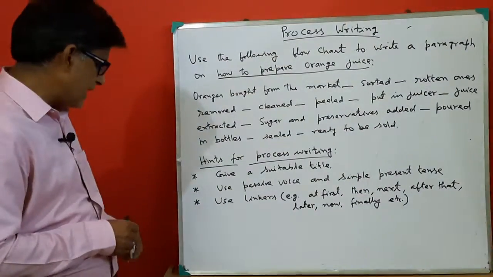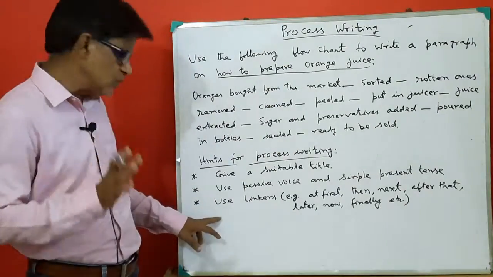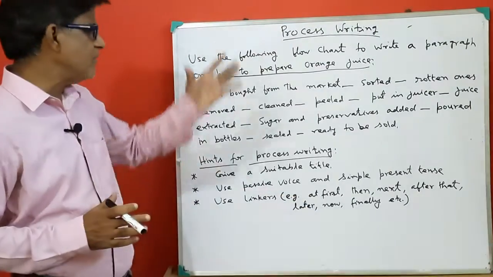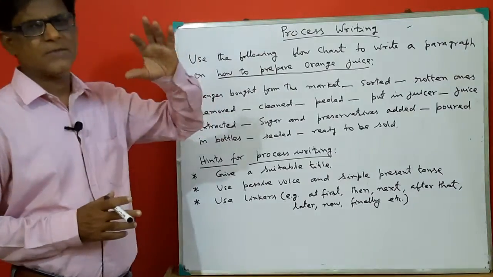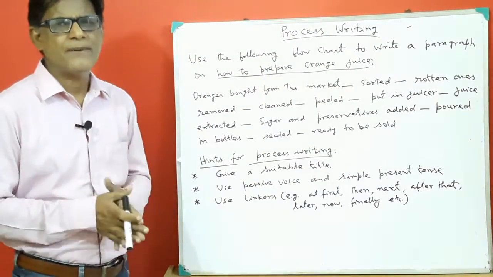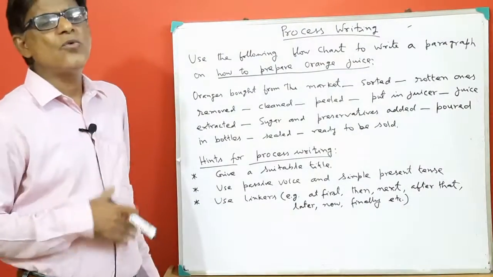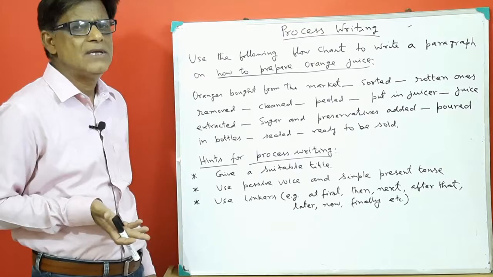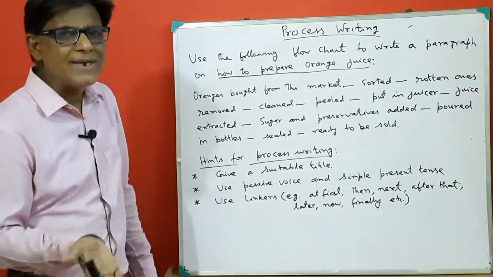Now third thing is, when you are writing a process, you have to use certain linkers. For example, when you start writing a paragraph, you start with the linker at first. And when you are going to conclude your paragraph, you conclude your paragraph with the linker finally.